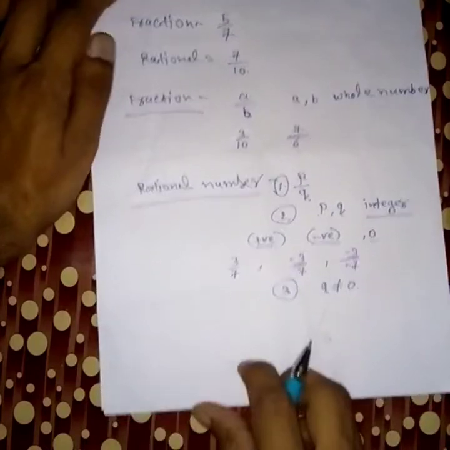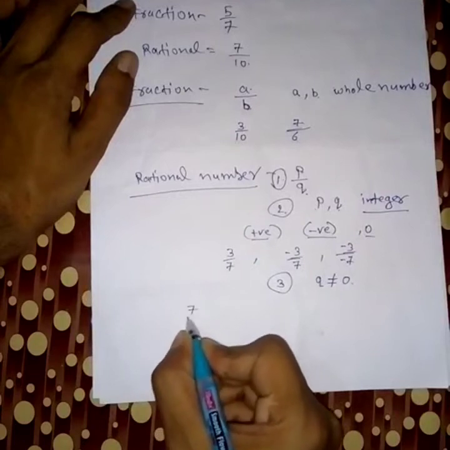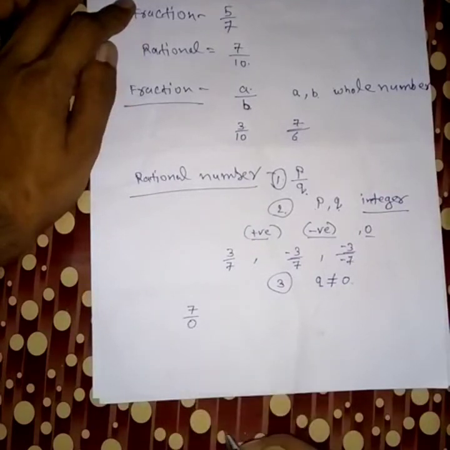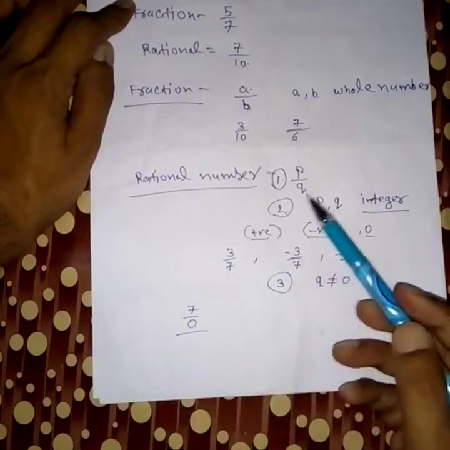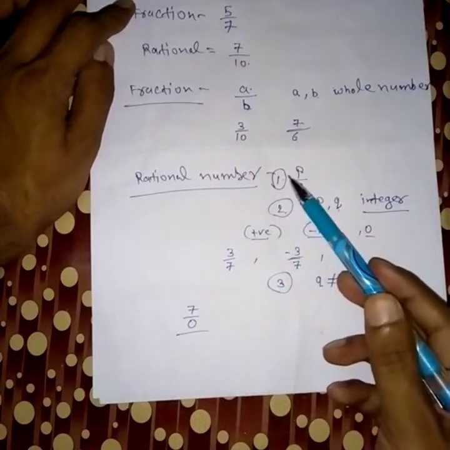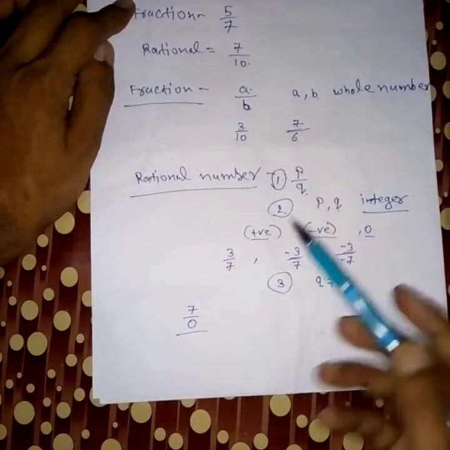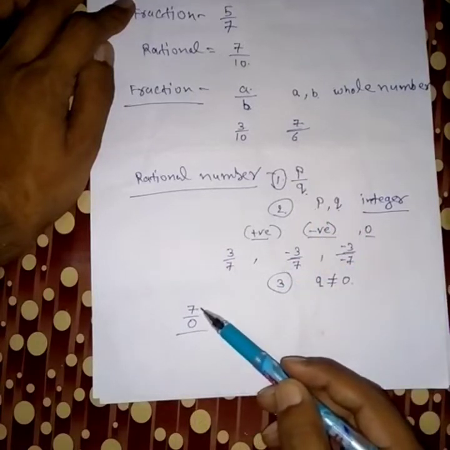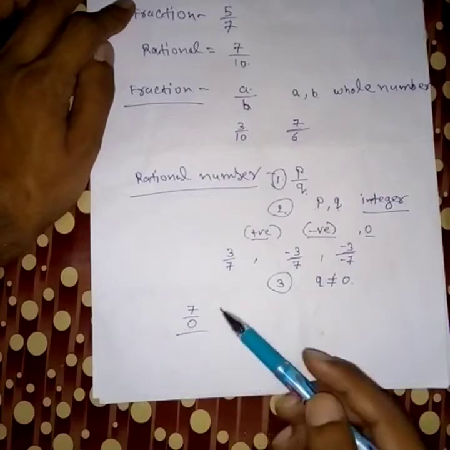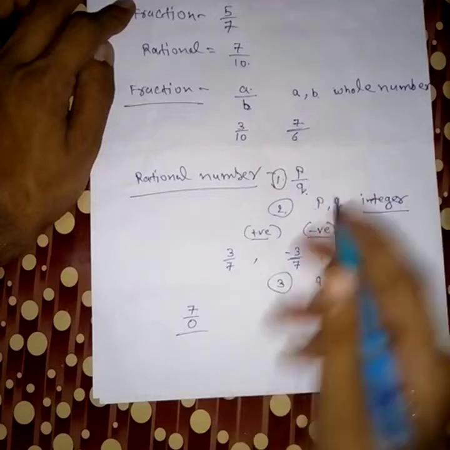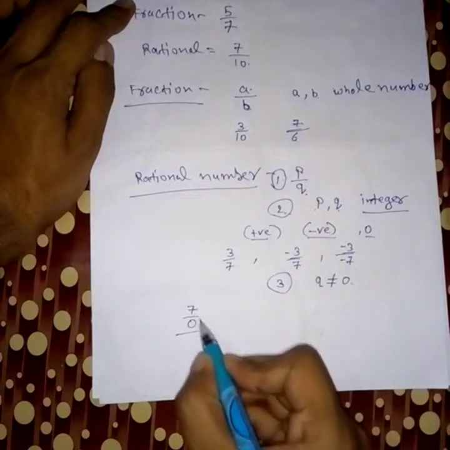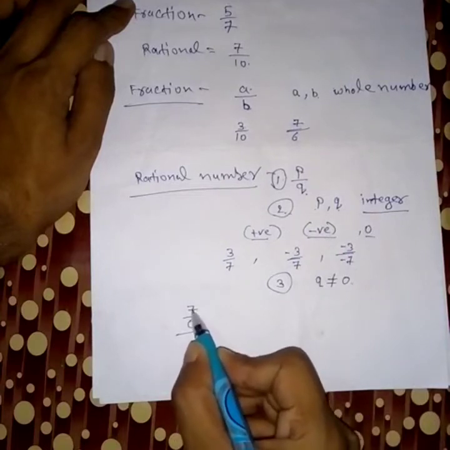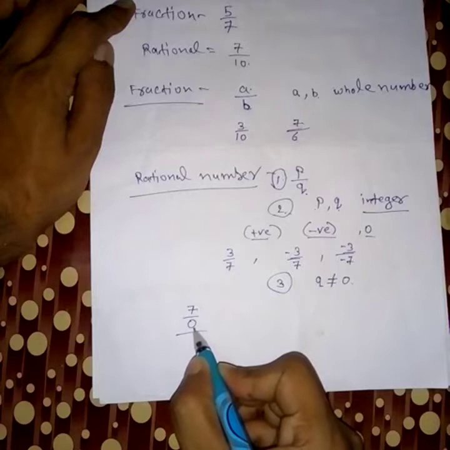Let's take some more examples. 7 upon 0. We have to check whether 7 by 0 is a rational number or not. So let's do it one by one. Check it. First property, p by q. Is it in the form of p by q? Yes, it is in the form of p by q. So the first property is satisfied. Let's move to the second property. The p and q are integers. Yes, 7 is an integer, 0 is also an integer.